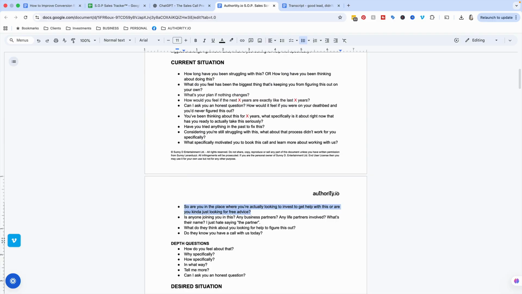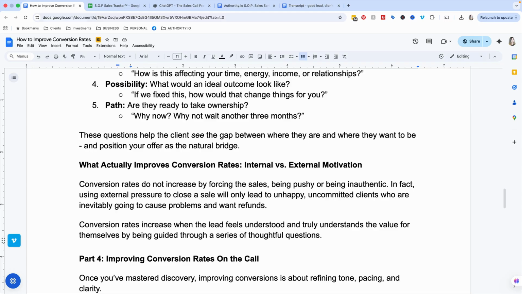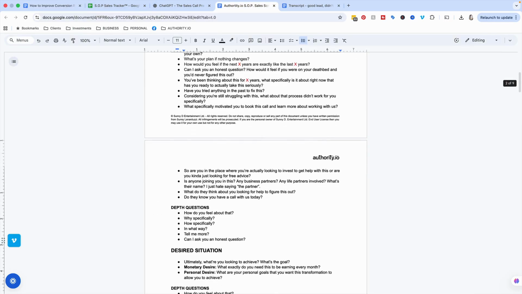So you're in a place to actually look and invest, etc. So you could add this question in there. Why not? Why now? Why not wait another 3 months? Or you could sprinkle it in somewhere else where it makes a lot of sense.